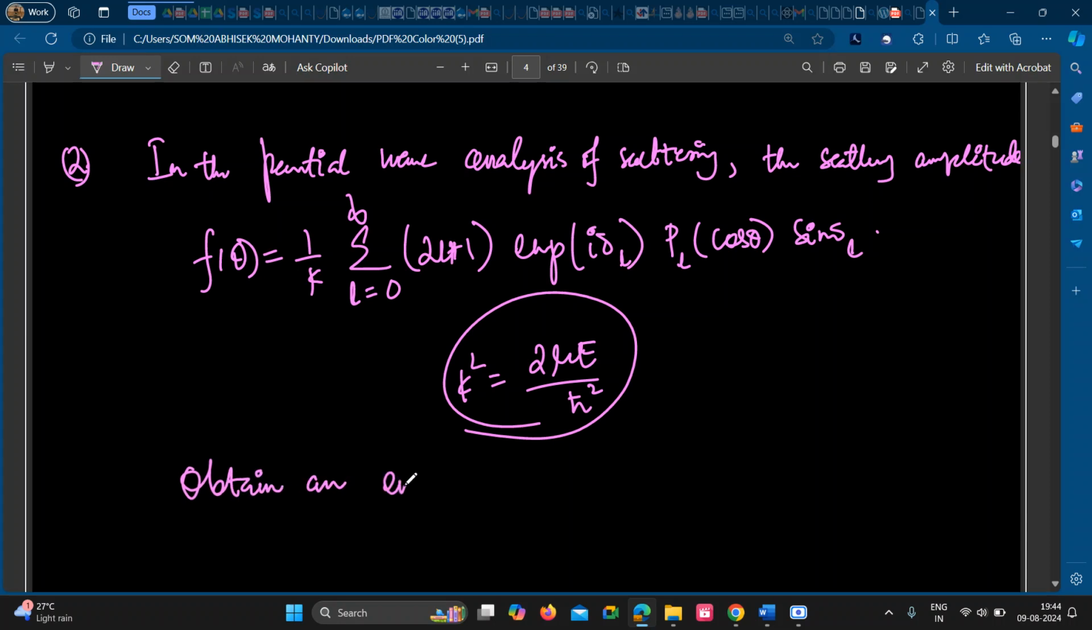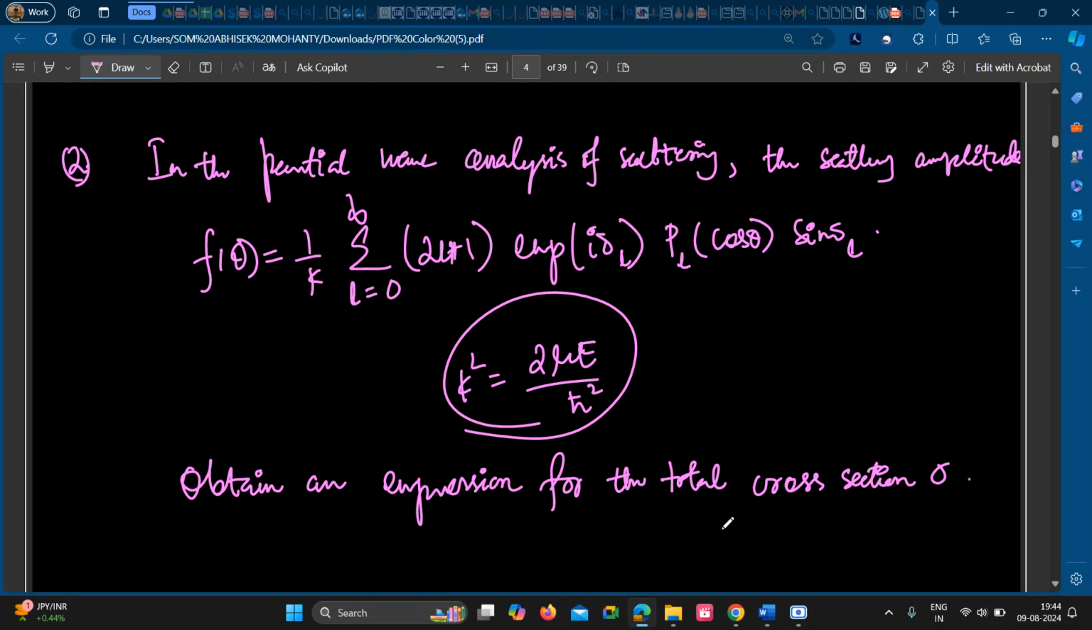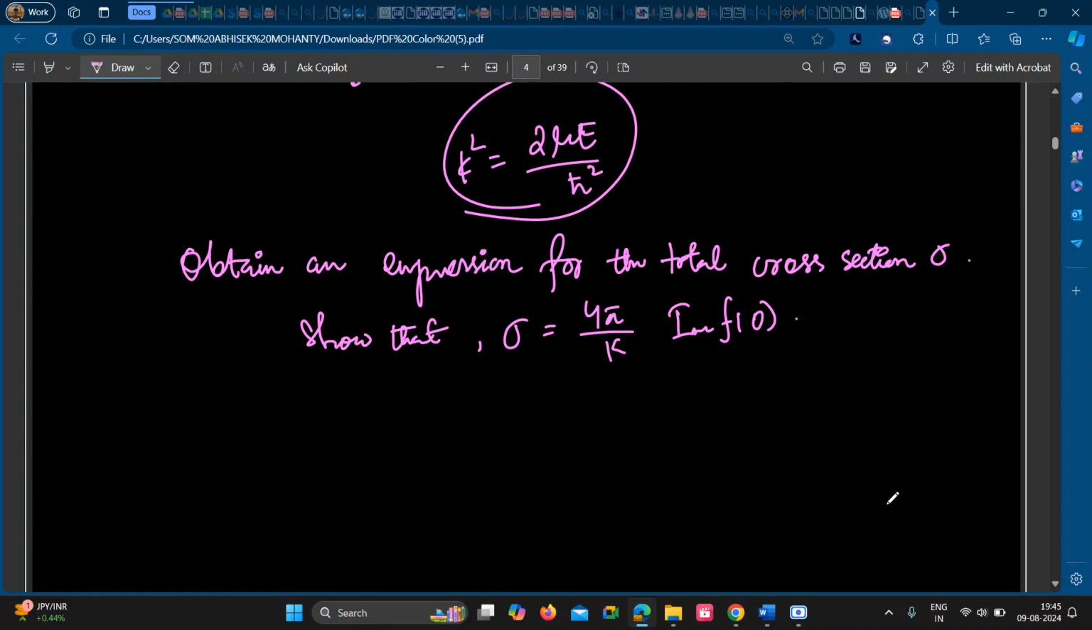Obtain an expression for the total cross section sigma, and also show that sigma is equal to 4 pi by k times the imaginary part of f of 0. It's a very tricky question. Here, f of 0 is the imaginary part of the scattering amplitude f of theta at theta is equal to 0. Okay, you can write that.